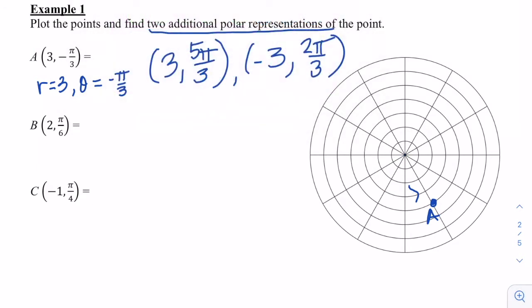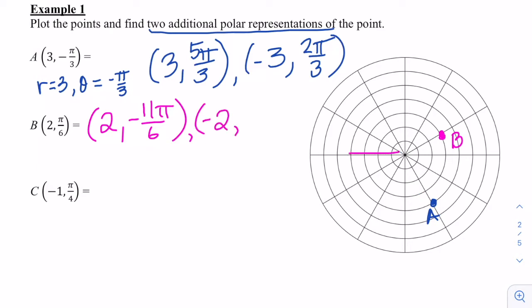Now for 2, pi over 6, that would be in the 1st quadrant, so that would be B. To find another representation, we'll have radius of 2 and subtract 2 pi, so we'll have negative 11 pi over 6. Or we could have negative 2 for our radius. We could think of this rotation, so that would be 7 pi over 6.